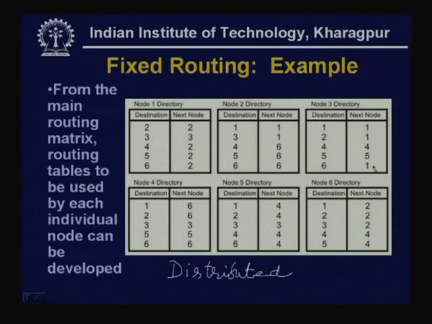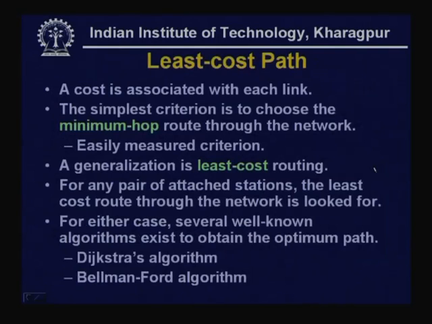The question arises how these routing directories will be created, and that can be done based on some cost. It can be a least cost path. As I mentioned, a cost is associated with each link, as we have seen. Now, the simplest criterion is to choose the minimum hop route through the network. With a minimum hop route, you can find out how many hops the packet will take, and based on that, a routing table is created.